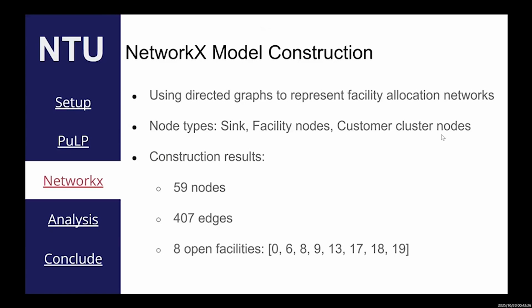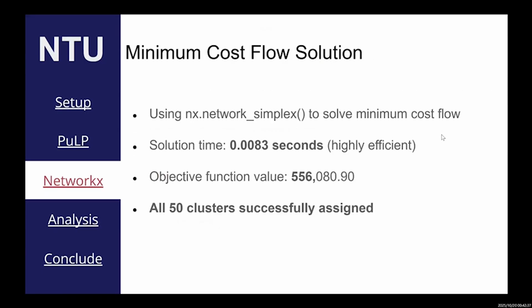The cost on each edge equals the cluster's weight multiplied by its distance to the facility, representing transportation cost. The network contains 59 nodes and 407 edges, including the 8 open facilities selected by PULP. We solved this model using the network simplex algorithm of Network C, which is highly efficient for large networks. The results show all 50 clusters were assigned and the runtime was much faster than PULP. The model achieved an objective value, and recomputing the total weighted distance perfectly matched PULP's result.